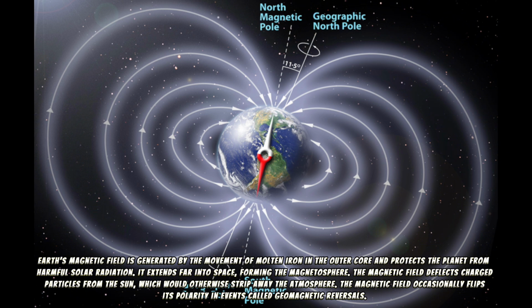Earth's magnetic field is generated by the movement of molten iron in the outer core and protects the planet from harmful solar radiation. It extends far into space, forming the magnetosphere. The magnetic field deflects charged particles from the sun, which would otherwise strip away the atmosphere. The magnetic field occasionally flips its polarity in events called geomagnetic reversals.